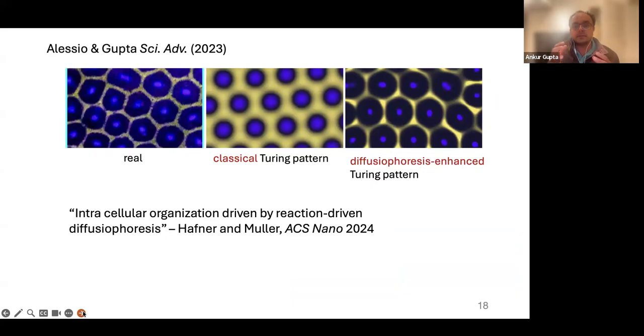And then there's a recent paper which also talks about diffusive phoresis within a cell. So we're talking about cellular assembly, but there are also some arguments about how reaction diffusion driven diffusive phoresis can create intracellular organization. If you're interested, you're welcome to check out this ACS Nano paper.